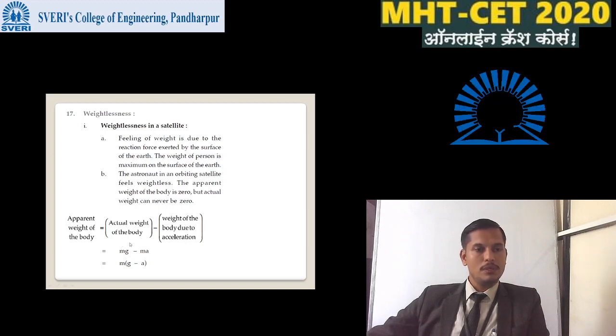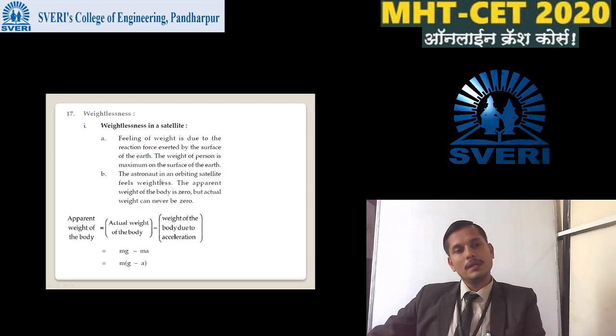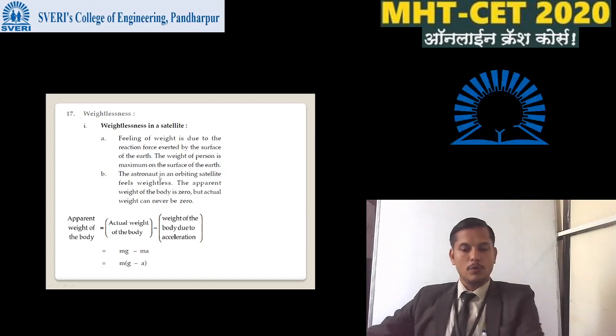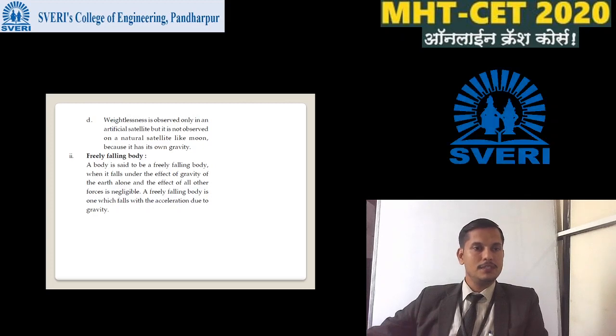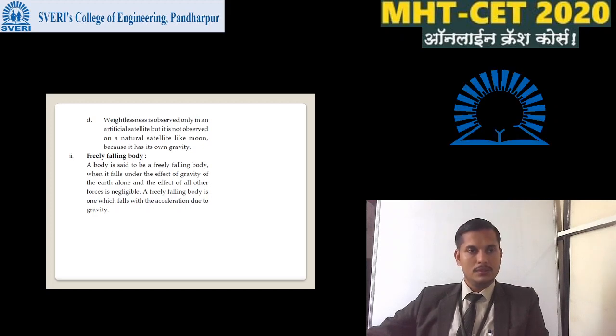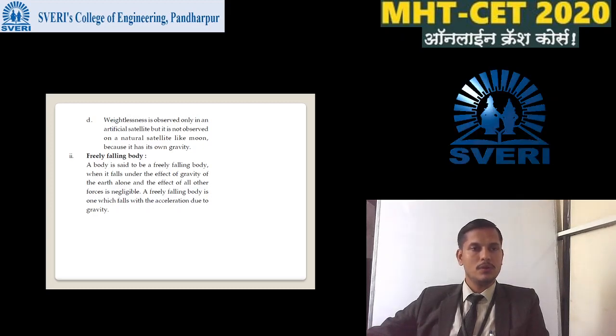So apparent weight of the body is nothing but actual weight of the body minus weight of the body due to acceleration. So that weightlessness state is because we are moving away from the earth and are in the satellite, so the body feels weightlessness. Weightlessness is observed only in an artificial satellite, but it is not observed on a natural satellite like the moon because it has its own gravity. So in the case of an artificial satellite, we can feel that weightlessness. In a natural satellite like the moon, as the moon has its own gravity, we do not feel that.